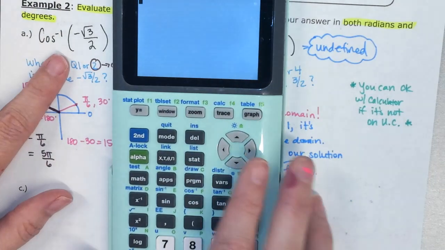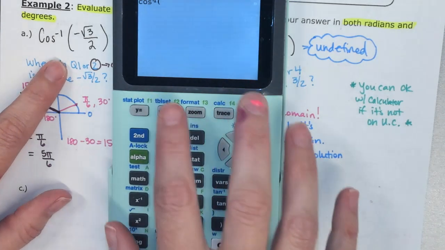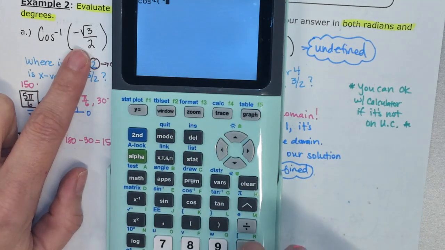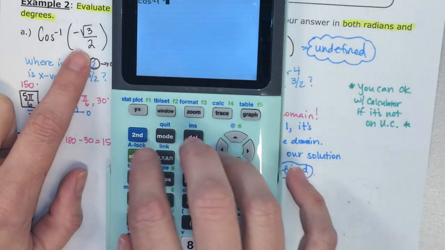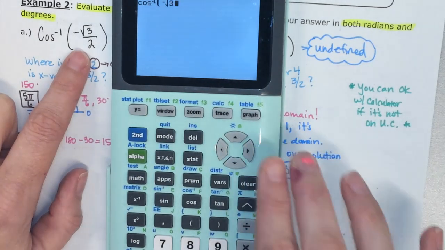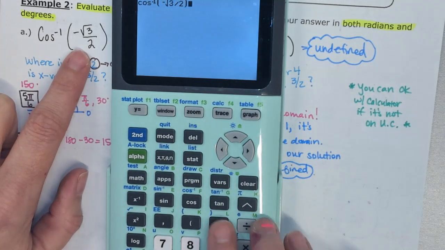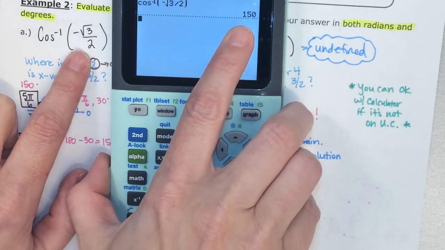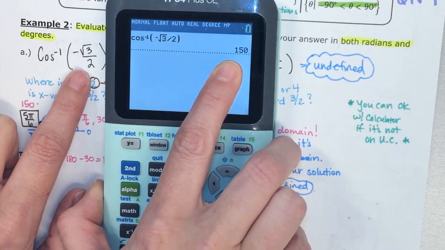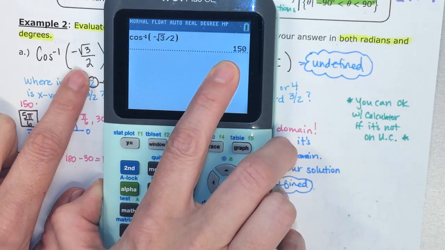If you were to do the cosine inverse here of negative root 3 over 2, see how you get the 150 degrees out there? So that is a valid place.